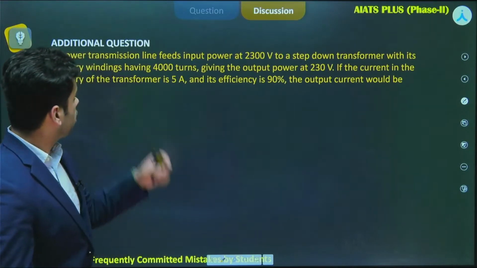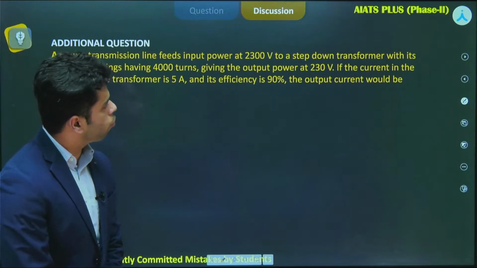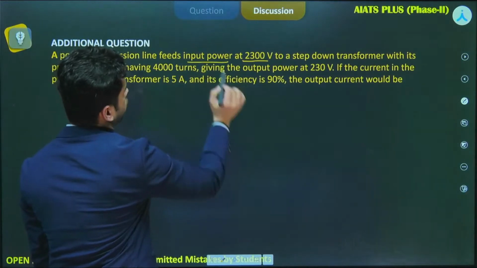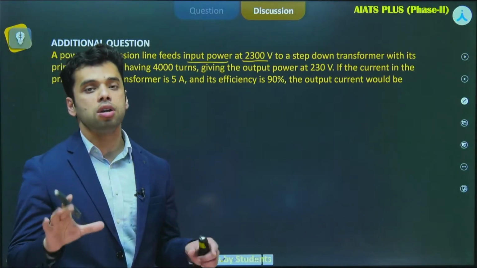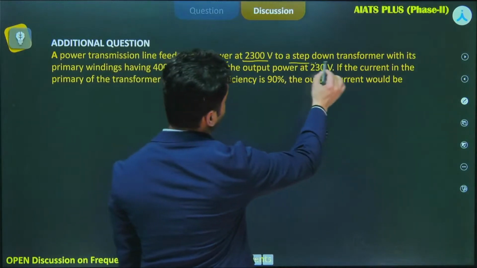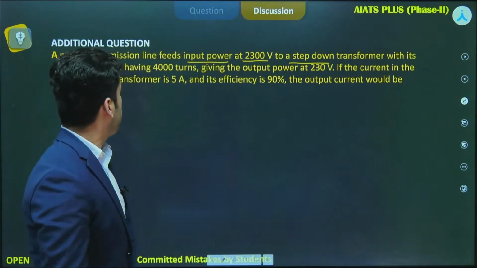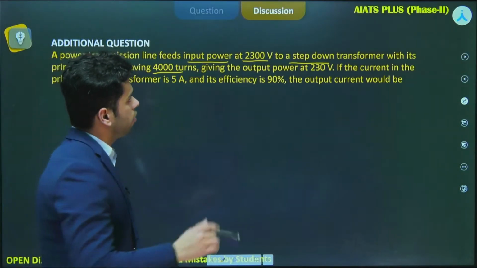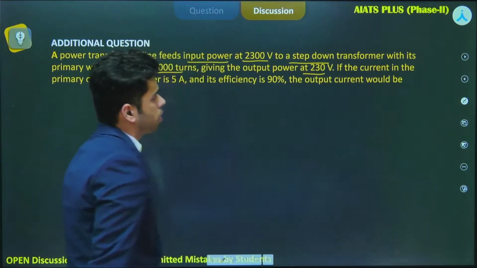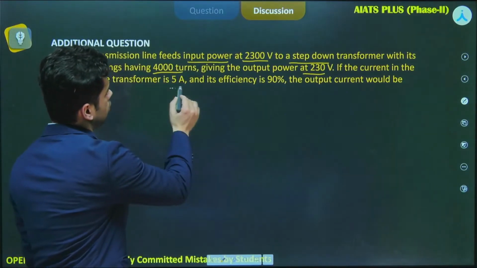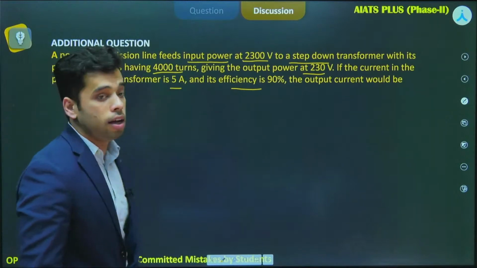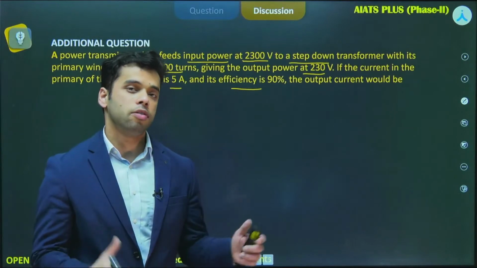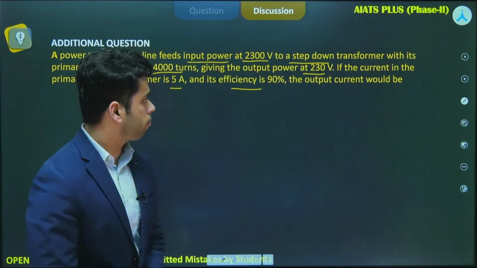It says that a power transmission line feeds input power at 2300 volt to a step down transformer. So the transformer is step down with its primary winding having 4000 turns, giving the output power at 230 volt. If the current in the primary of transformer is 5 ampere and its efficiency is 90%, then you need to find the output current. Now this problem tests all the concepts that we just discussed for the previous problem, right?